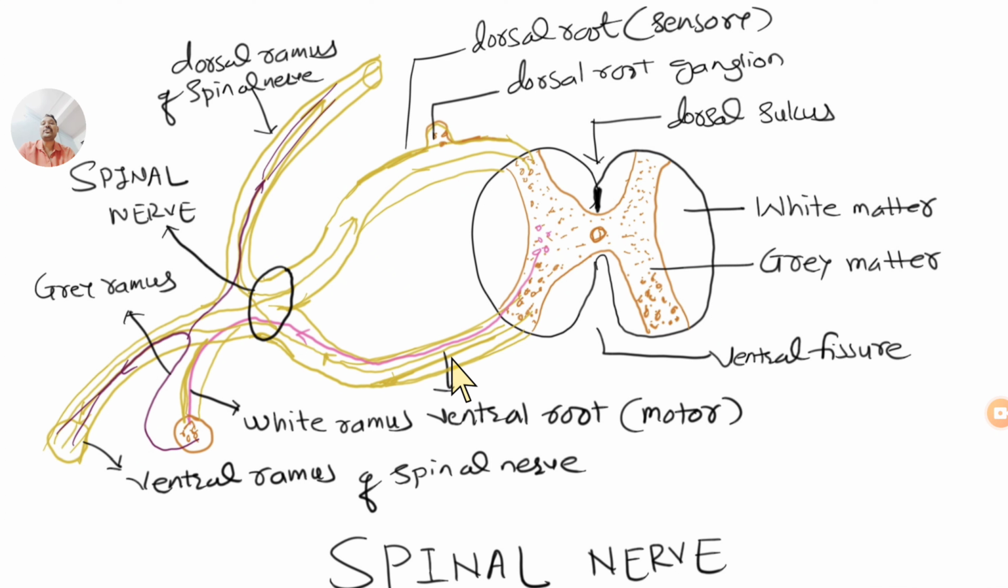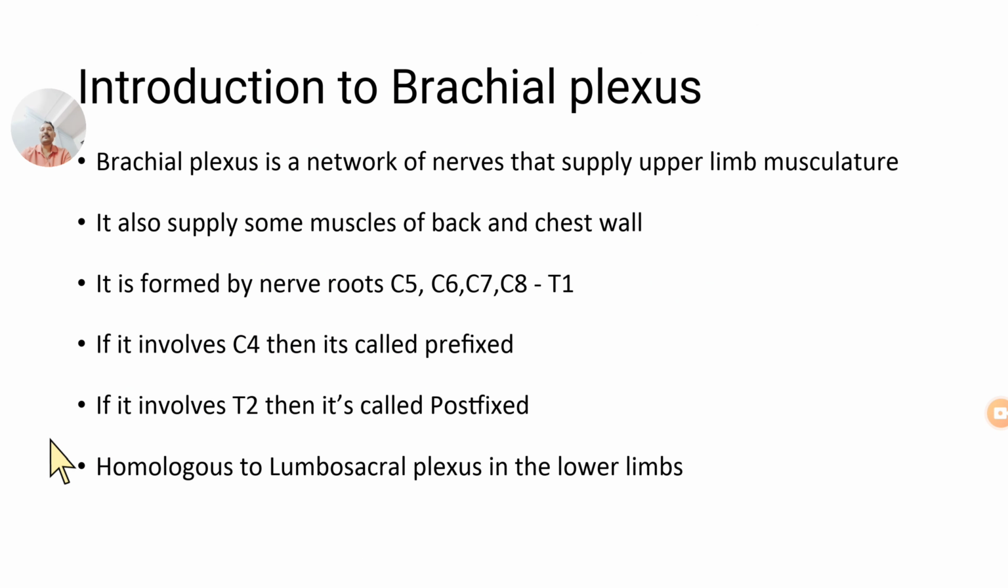But normal segmentation of your brachial plexus, which is contributed by the spinal nerve ventral rami of C5 to T1, this is what we have in a brachial plexus. So what is brachial plexus? Actually it is a network of the nerves that supply your upper limb musculature. It also has some muscles of the back and chest wall supplied by it, because they contribute to the upper limb. The movements of the upper limb are produced by these back and chest wall muscles. That is why this plexus also supplies those muscles.